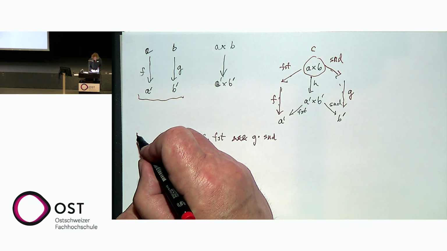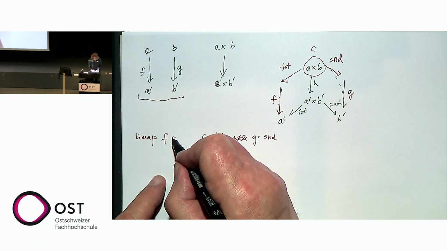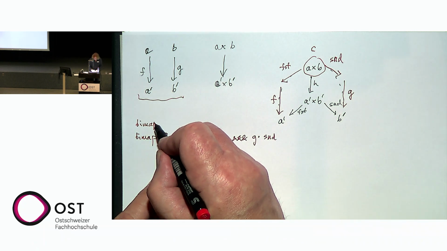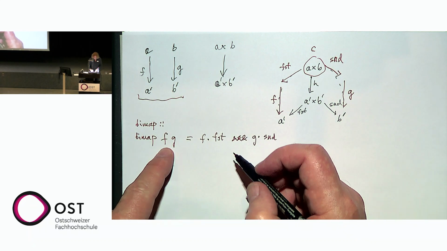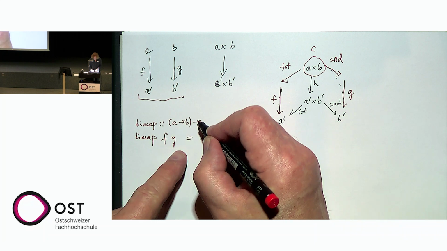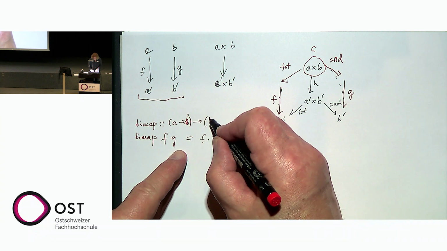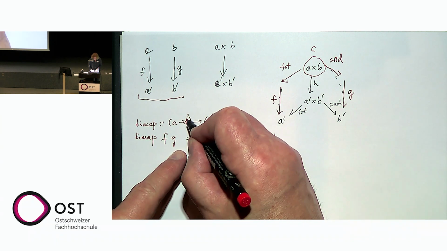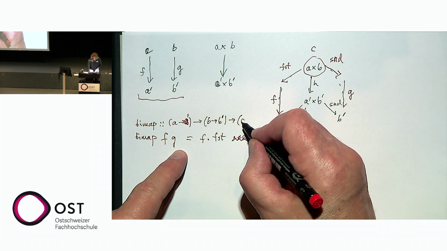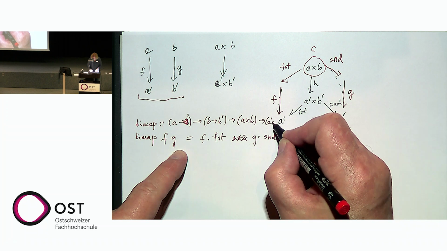So I'll call this function BiMap for traditional reasons, okay? And BiMap goes from F, which is A to A prime, and G, which is B to B prime, and gives me a function from A cross B to A prime cross B prime.